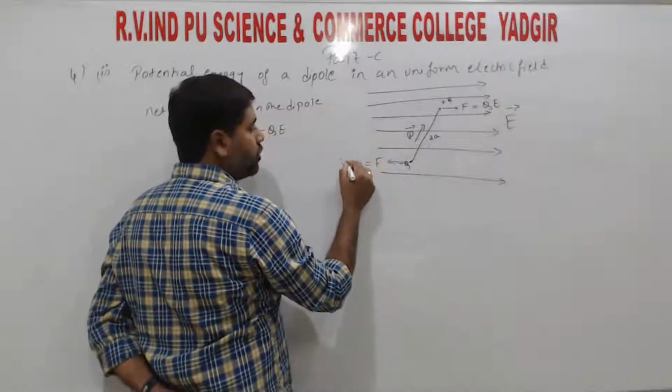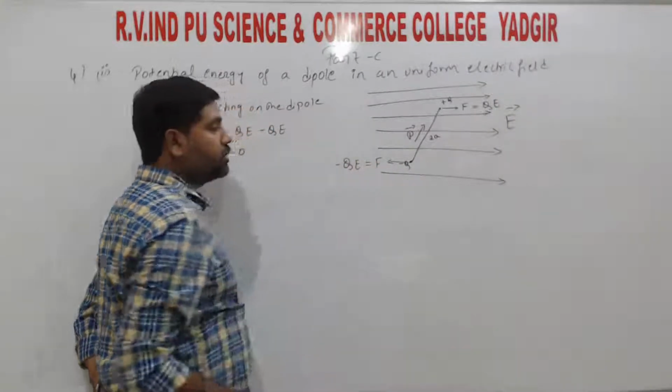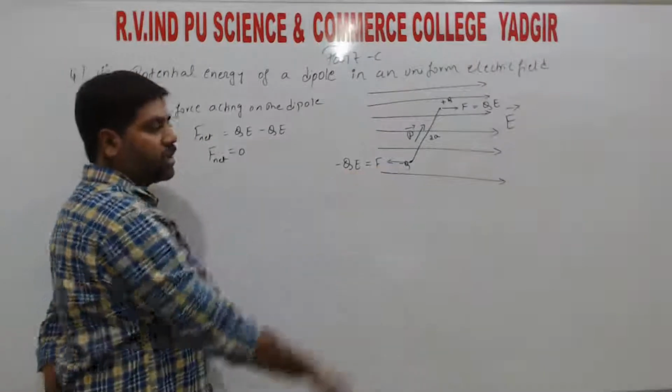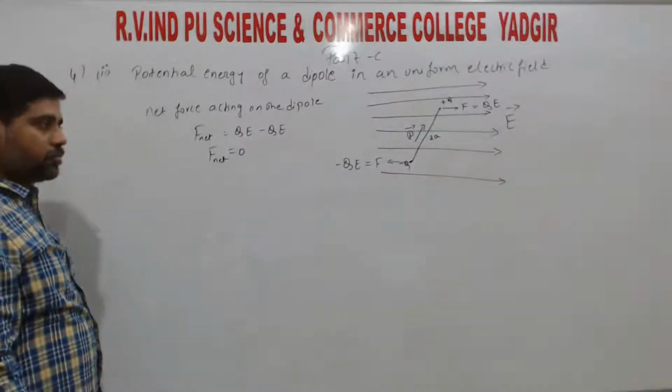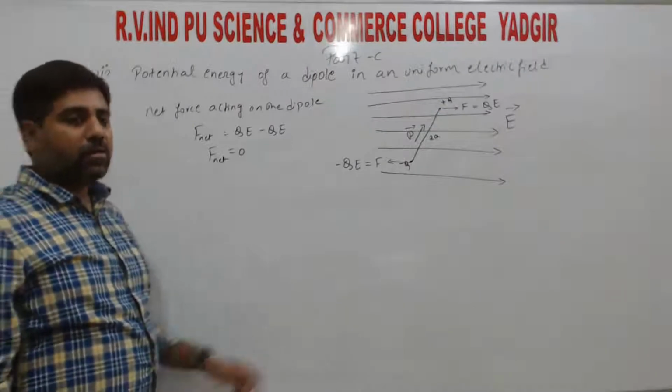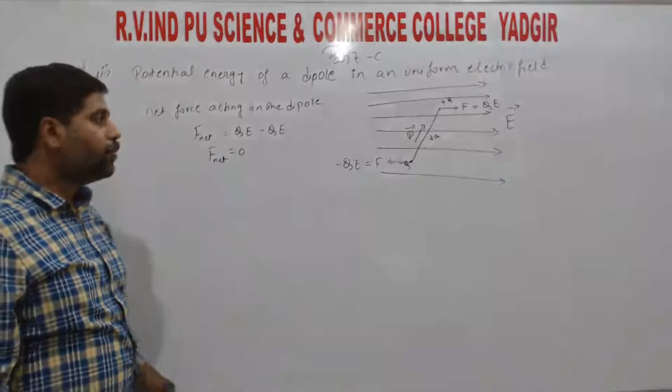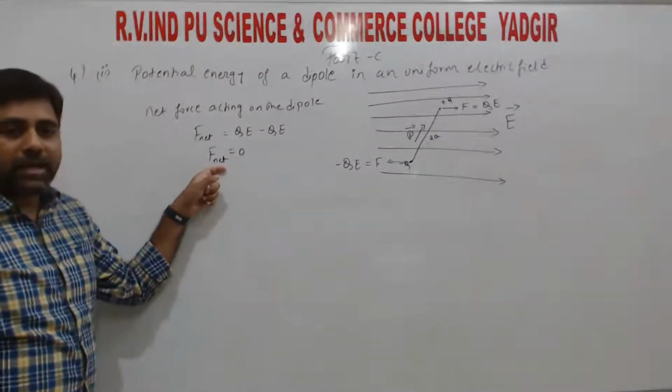So here F is equal to QE, that is minus QE, right? That is because of the negative charge. The minus indicates that the direction of the force is opposite to that of the electric field. So this is the condition.